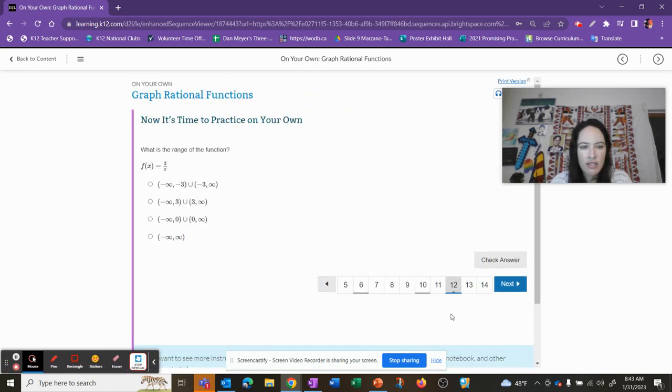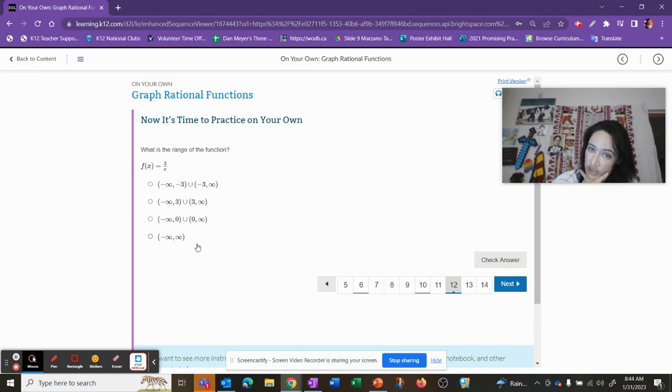Domain, you can try that one. Let's look for range. What is the range of the function? Let's think about this. We know we can't divide by 0, so 3 divided by 0 won't work. There is no shift up or down.